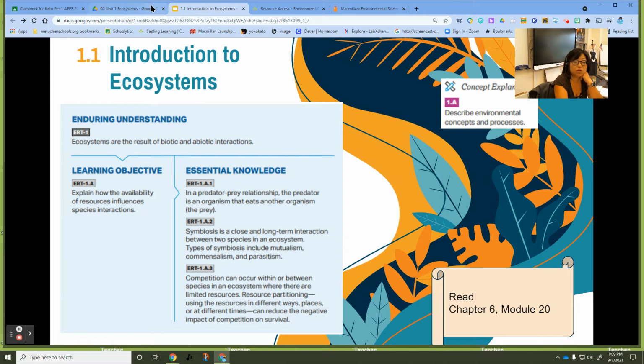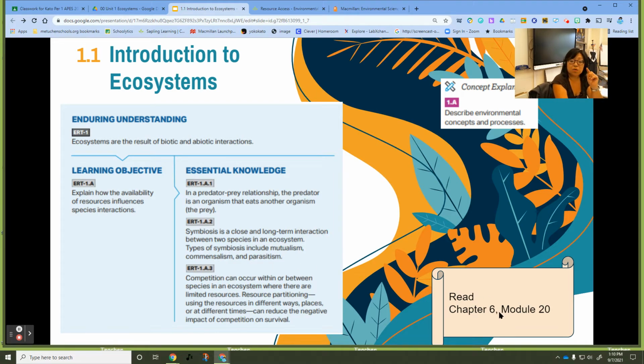So unit 1 and 2 is called Living World. Unit 1 is focusing on ecosystems. Unit 2 is focusing more on biodiversity. In the first topic, although it says Introduction to Ecosystems, it's essentially community ecology that they're getting into. I feel like it's kind of dumping you in the middle of things. It's not really, but anyway, whatever.